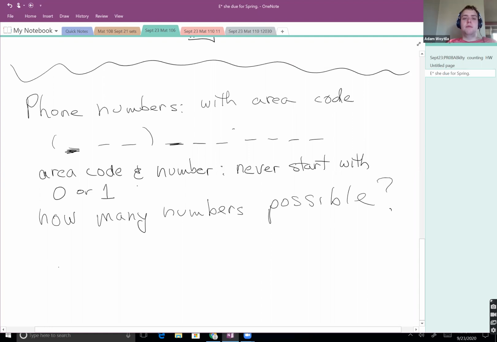So that would be 7 possible numbers for the first 2, and then I don't think 7. Because if we're working in a base 10 number system, aren't there 10 digits? 0, 1, 2, 3, 4, 5, 6, 7, 8, 9. So there's 8 possible for the first digit in the area code and the first digit in the number. And then beyond that, there's 10 for each.